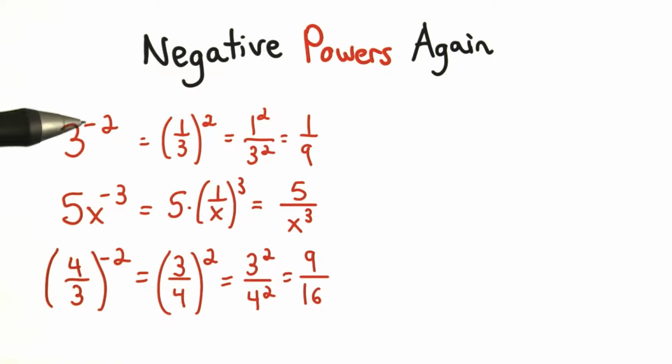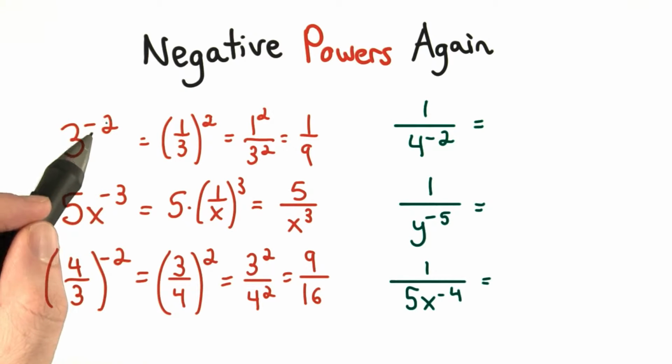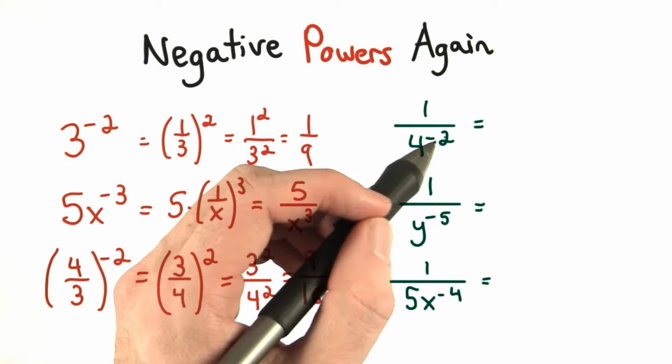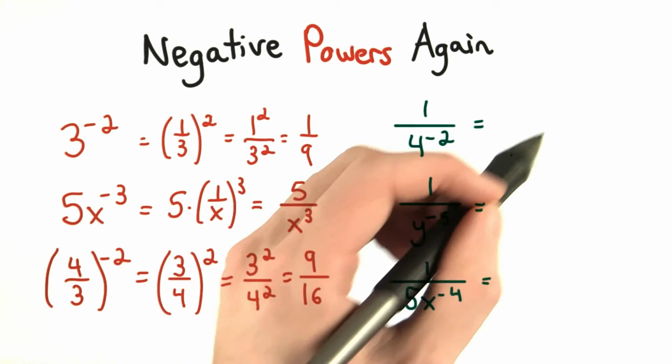We've seen what a negative exponent does to something in the numerator. It moves the base to the denominator. So if a negative exponent moves something in the numerator to the denominator, then a negative exponent in the denominator must move that to the numerator.